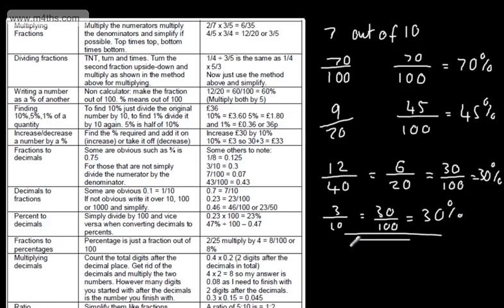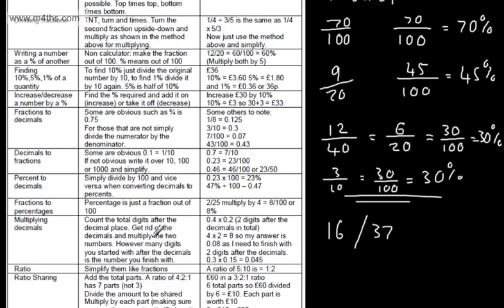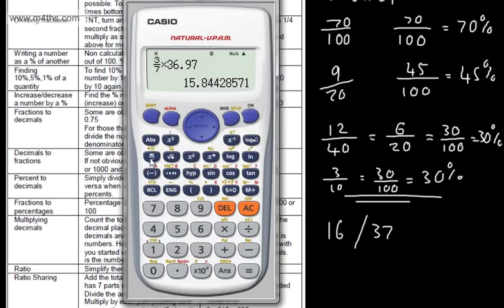Now, what about if this was messy? Let's say we've got 16 out of 37. We wouldn't know how to do this. All we're going to do is set this up on a calculator. So I'm writing 16 as a percentage of 37. 16 over 37 times 100, and that will do it. This is essentially all we've done here. That's going to give me 43.2%, and that is correct to 1 decimal place.